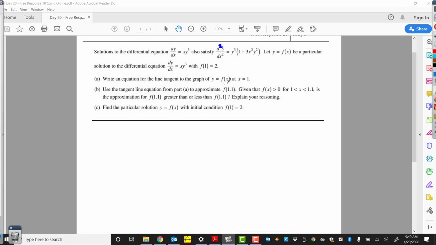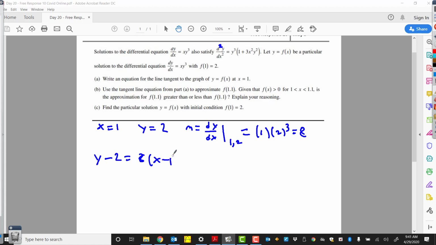First thing is write the equation for the tangent line. Easy enough. Three things we need are x. Well, x is 1. Y tells us y is 2. And slope. Well, we find our slope by plugging that into dy over dx. Slope is equal to dy over dx at 1 comma 2, which is equal to 1 times 2 cubed, or 8. And so we can create our line y minus 2 equals 8 times x minus 1.